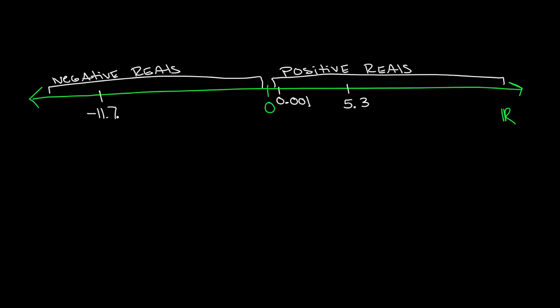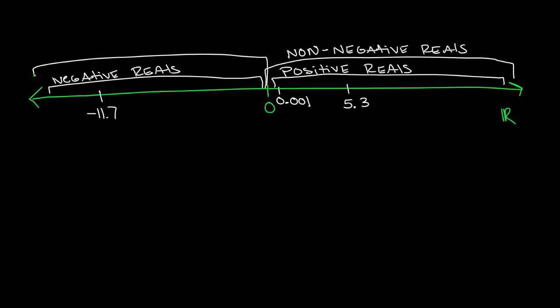If we include 0, so the positive reals but including 0, we often write the non-negative reals. And if we include 0 on the other side, we often write non-positive reals. Okay, fine. Let's draw that real number line again. Try to get straighter each time.